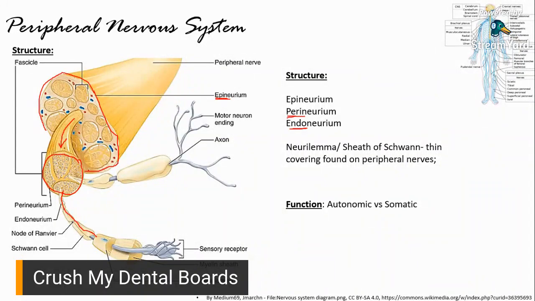And then when you say epineurium, it covers your entire peripheral nerve. So as you can see here, the peripheral nerve has several fascicles. Okay? So that's your epineurium, your perineurium, and your endoneurium. And then ito yung sinabi ko kanina, the neurolemma, the sheath of Schwann. It's a thin covering found on peripheral nerves. It's a plasma membrane of your Schwann cell. That's why it's called the sheath of Schwann. Okay?